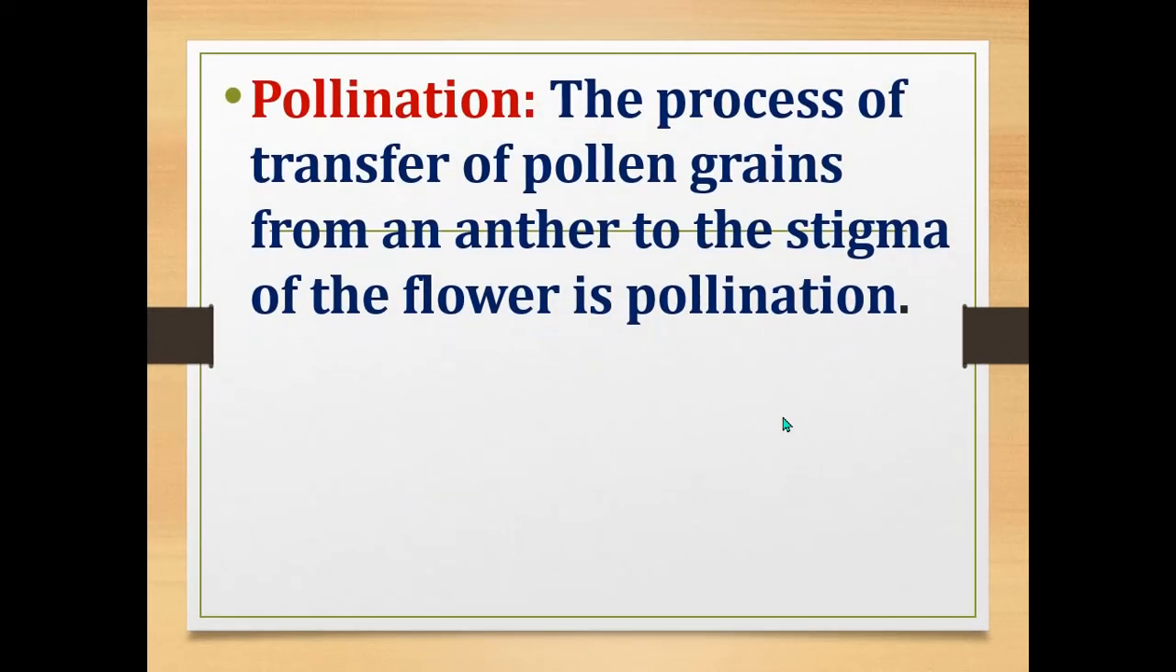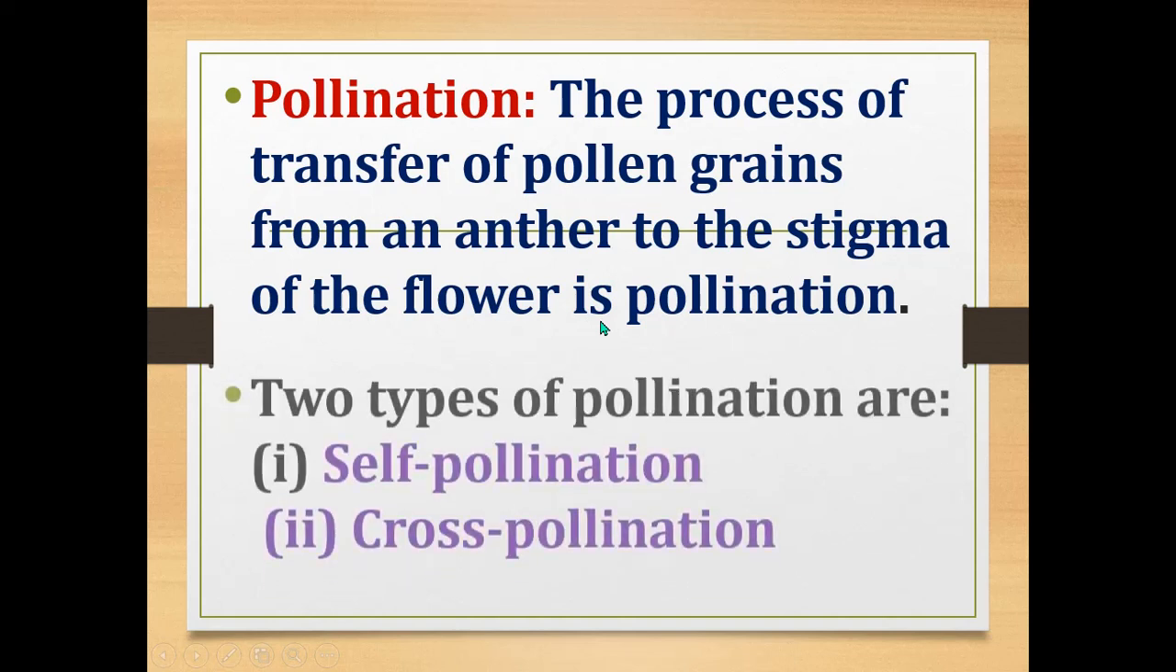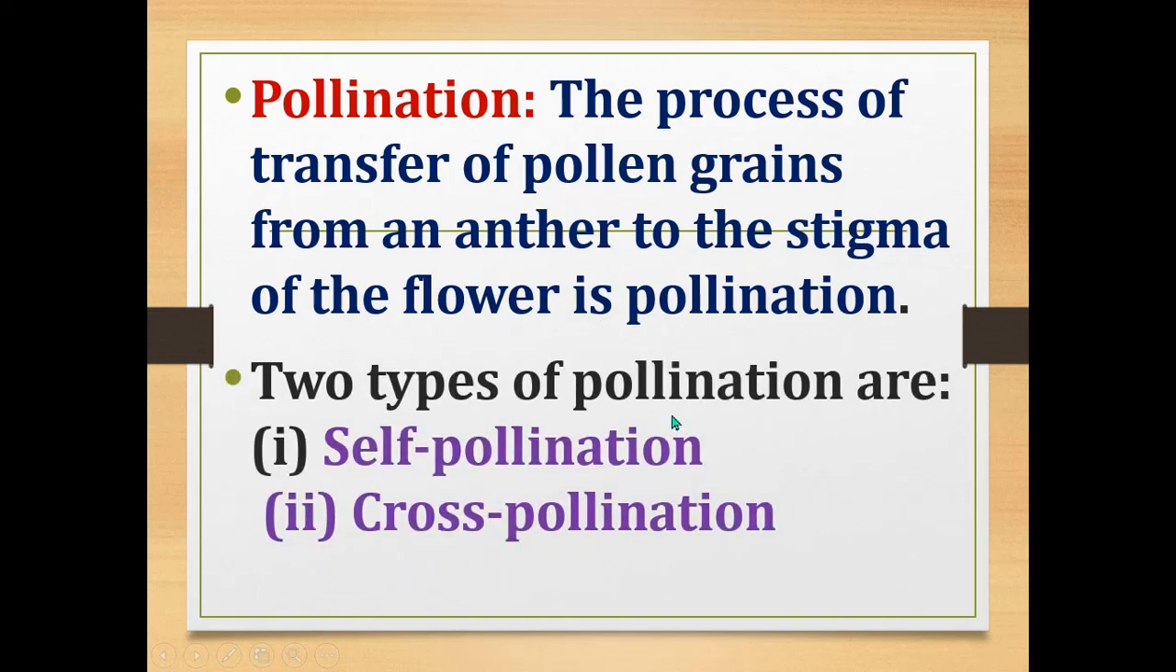Now, what is meant by pollination? The process of transfer of pollen grains from an anther to the stigma is called pollination. So, what is meant by pollination? Transfer of pollen grain from anther to stigma of the flower. There are two types of pollination. They are self-pollination and cross-pollination.